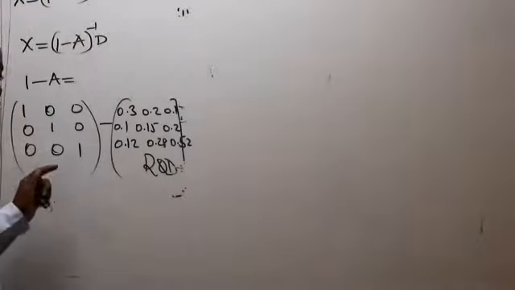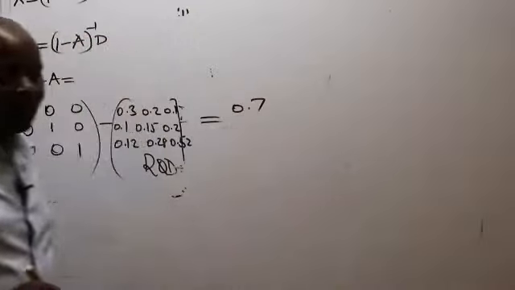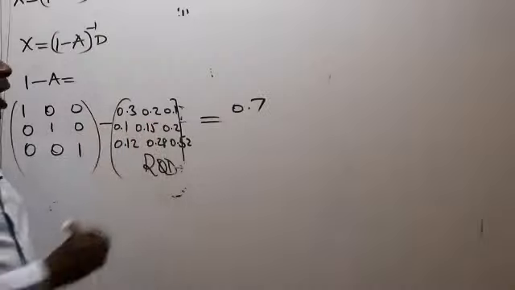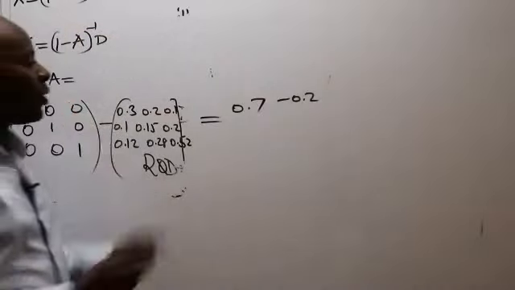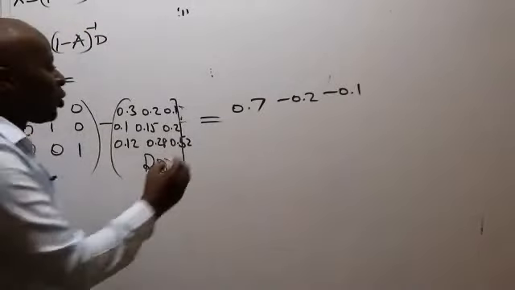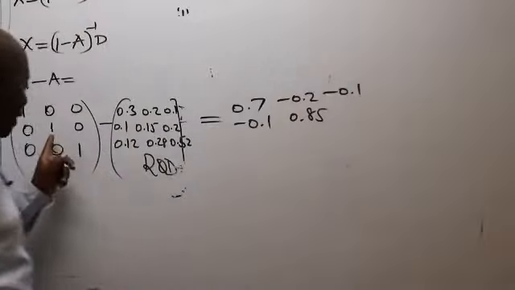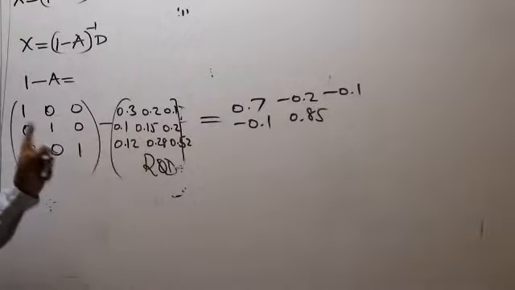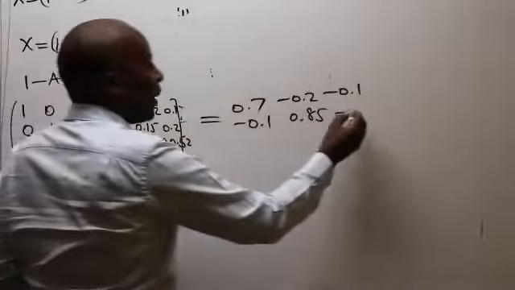So the first figure will be 1 minus 0.3. 1 minus 0.3 gives me what figure? 0.7. And then we have 0 minus the second figure, this gives me minus 0.2. And then the third one, which is 0 minus 0.1, gives me minus 0.1. Then we go to the second row. The first one will be minus 0.1. The middle one will be 0.85. Let me move slowly here. Remember, it is the second one here and the second one here. So I'm subtracting 0.15 from 1, which will give me 0.85. The third element here will be 0 minus 0.2, which gives me minus 0.2.